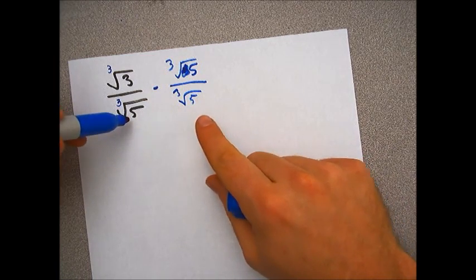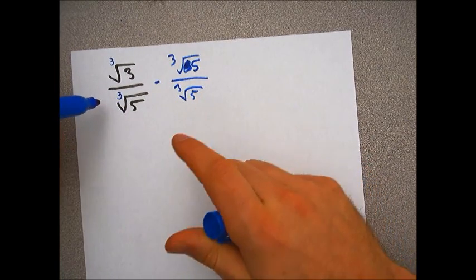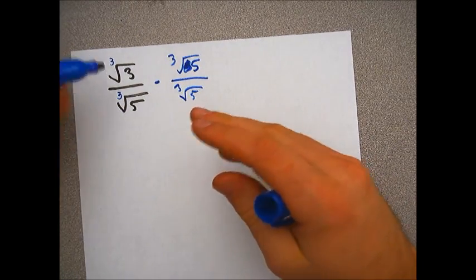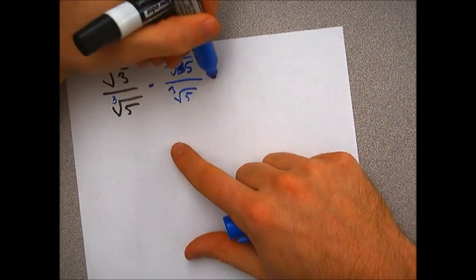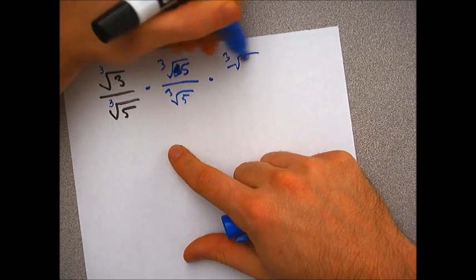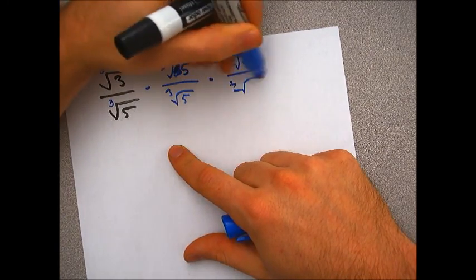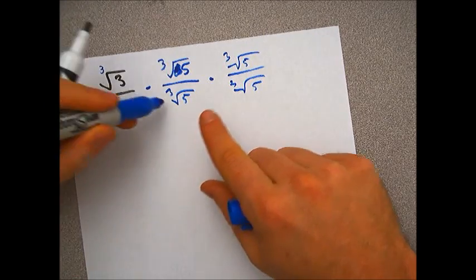Well, 5 times 5 is 25, but I can't take the cube root of 25. It doesn't do anything for me. It would just be the cube root of 25. I'm still left with a radical in the bottom. So we need to do it one more time. Why? Because it's a cube root, so you need 3 things.